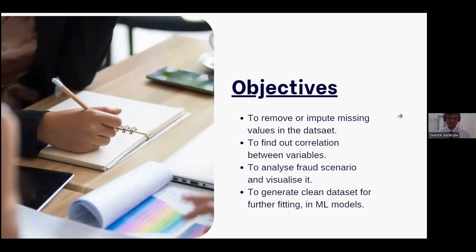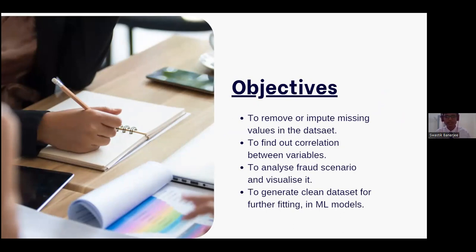So for objectives, we have four objectives. The first one is to remove or impute missing values in the data set. What is essential, the first and foremost thing we need to do, is removing any null values that are present in the data set. Why? Because we want to do predictive analysis or classification on our data set.